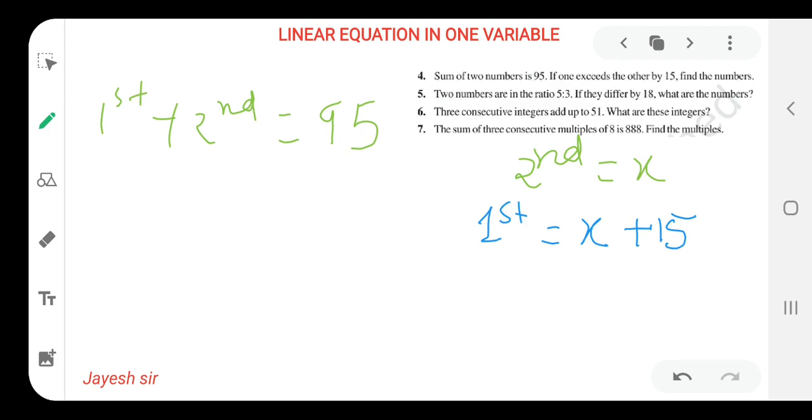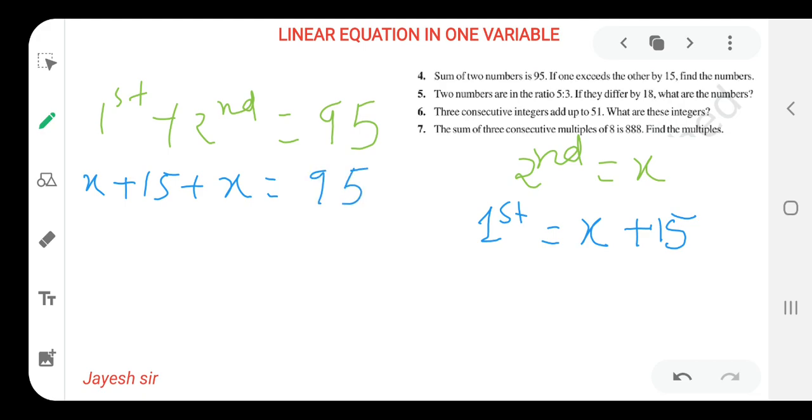How we have got this, again I am explaining. Here we have assumed the second number as x, and the statement says the first number exceeds the second number, that means the first number is greater than the second number. So our second number is x, and it is greater by 15, so I have added 15 over here. I hope you all are getting it. That's very easy, friends. Now we have to just put the values of the first and second number in our equation, plus x. I hope you all are getting it.